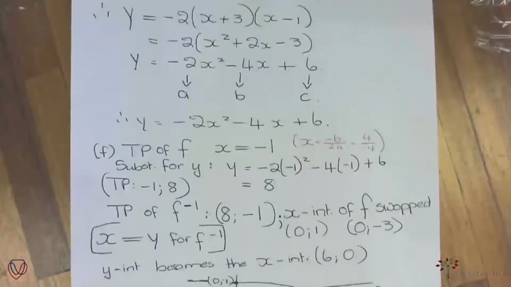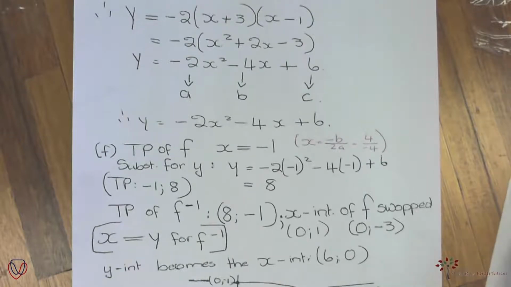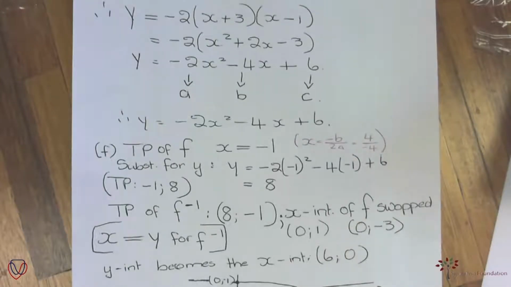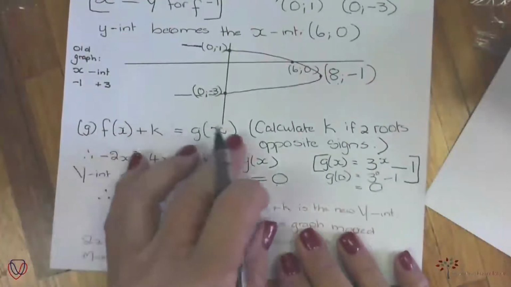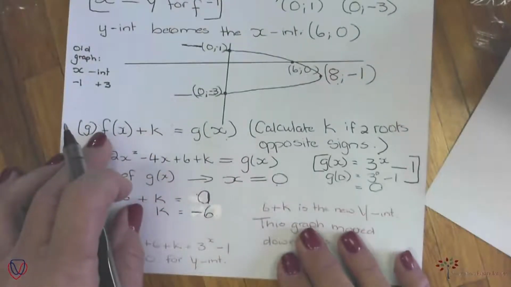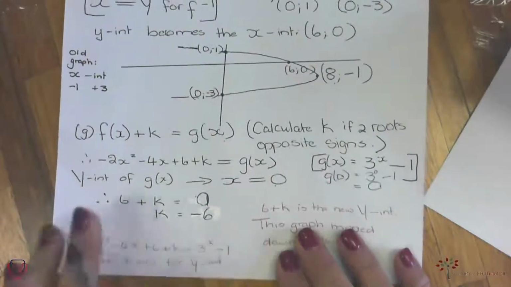Now, good. They said, find the values of k in this case, for which f(x) plus k is equal to g(x). Now, f(x) plus k, there's your f(x). There's the formula. This is what you've got. It was given to you. And now they say, calculate k if two roots with opposite signs. Right, let's have a look.